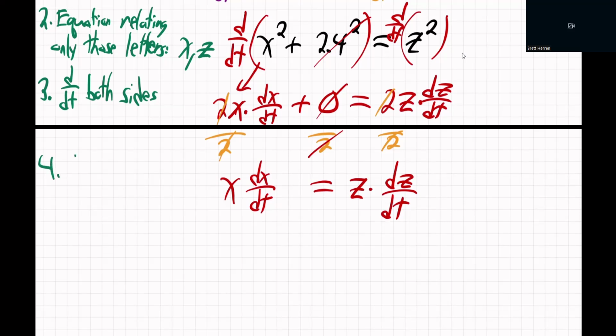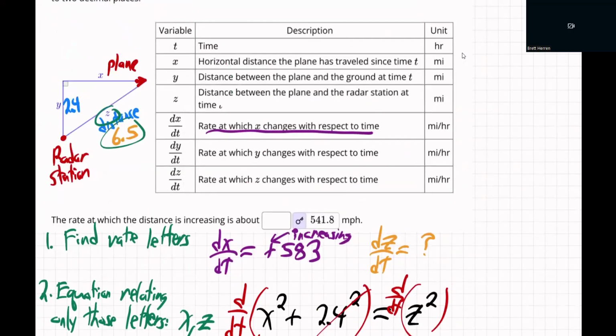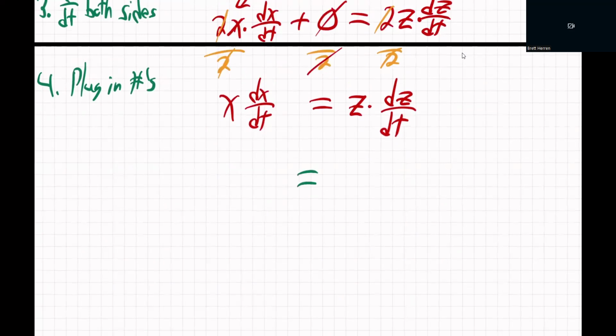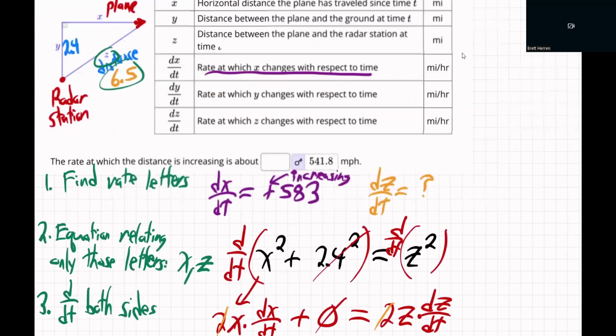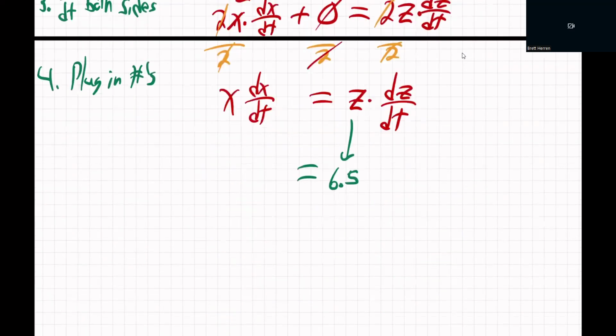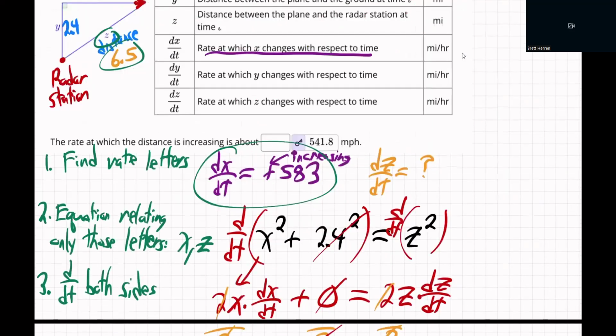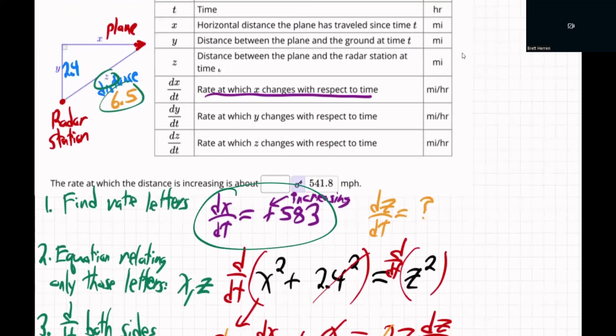And then step 4, plug in your numbers. Now you can plug in the rest of the numbers. What other numbers? Well, I know z is 6.5, so let's do that. And dx/dt is 583. That's right here, dx/dt. Do I know x? No. How am I going to get x?